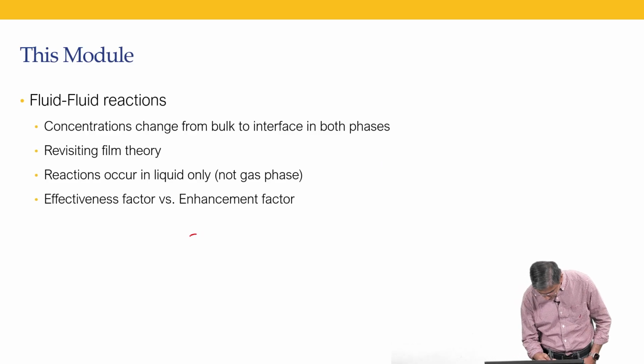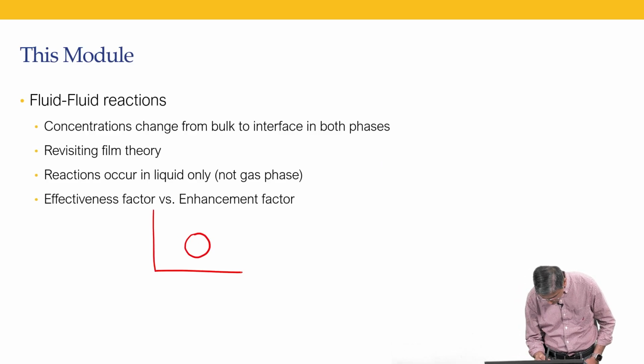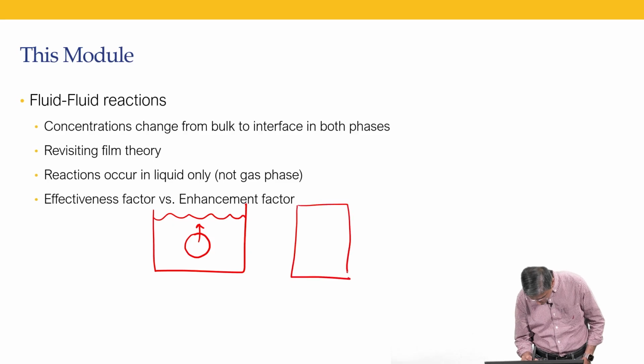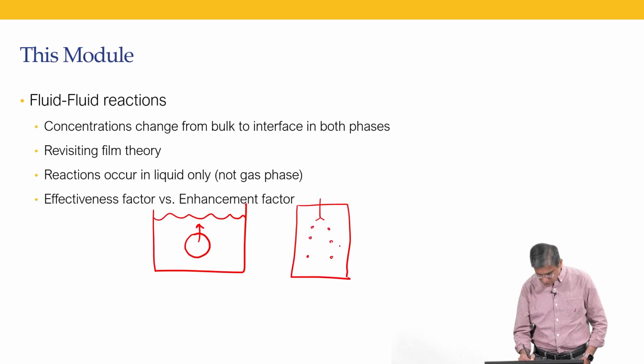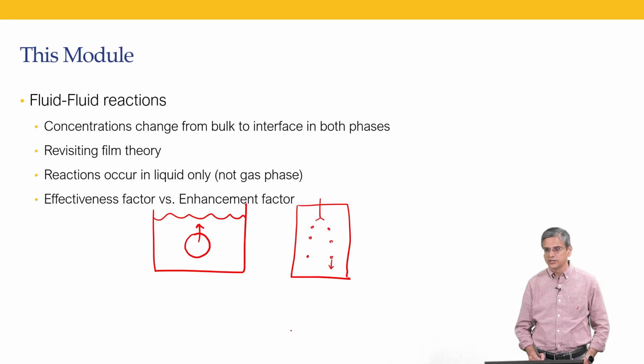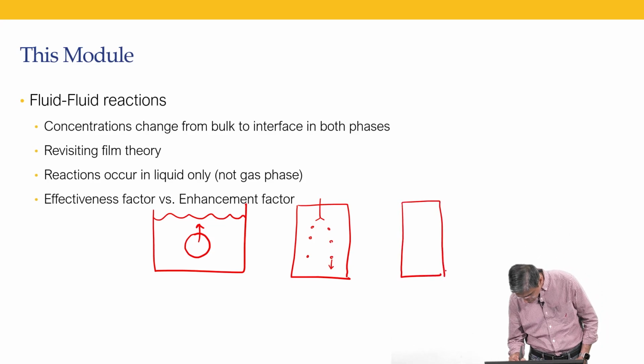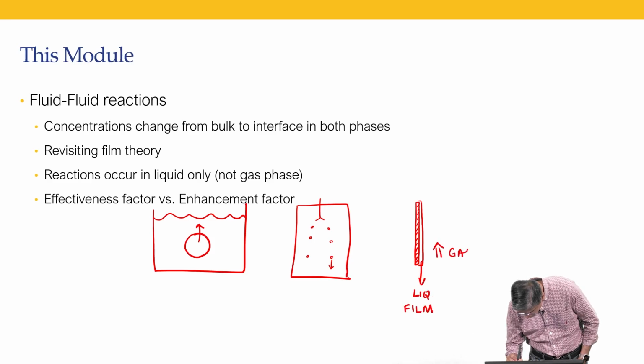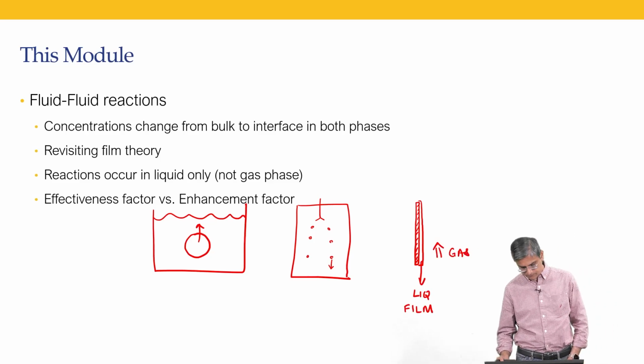Okay. So, you can have, for example, a gas bubble that is rising in a liquid, you can have liquid droplets that are falling in a gas, or you can have a falling film.